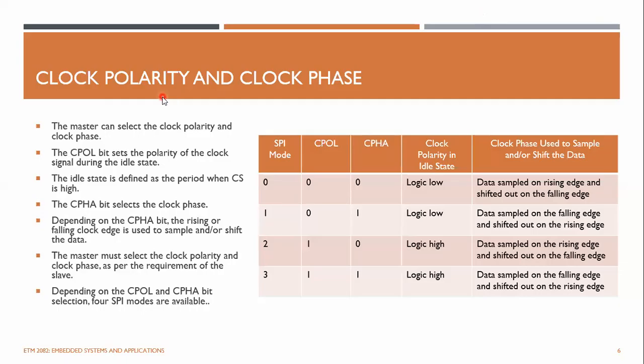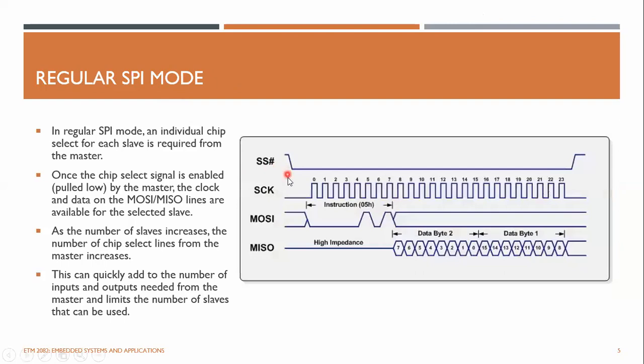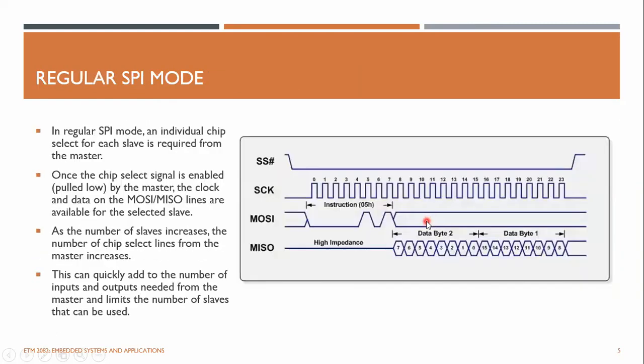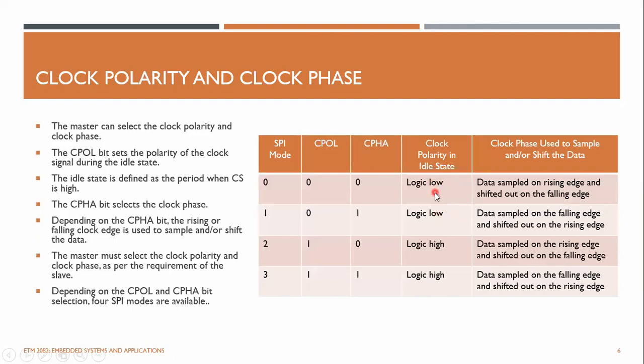SPI has different modes, 4 modes are available: modes 0, 1, 2, 3. They are also called mode 0,0, 0,1, 1,0, or 1,1. The difference is clock polarity and clock phase. Clock polarity is the state of the clock when CS bar is at the idle state, which means, as you can see in the previous case, the clock is at logic low when the chip select is at logic high. So this could be either of these 2 forms.